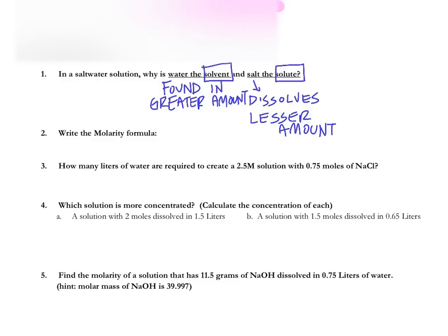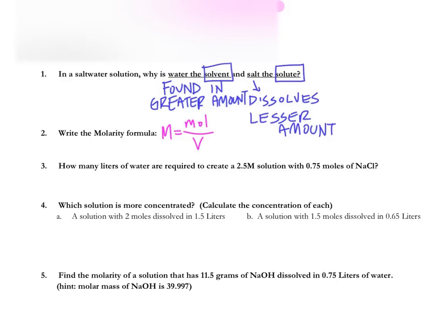Number 2, write the molarity formula. Well, our molarity formula is capital M for molarity equals the amount of moles of your substance divided by your volume. And remember that our volume is always measured in liters.